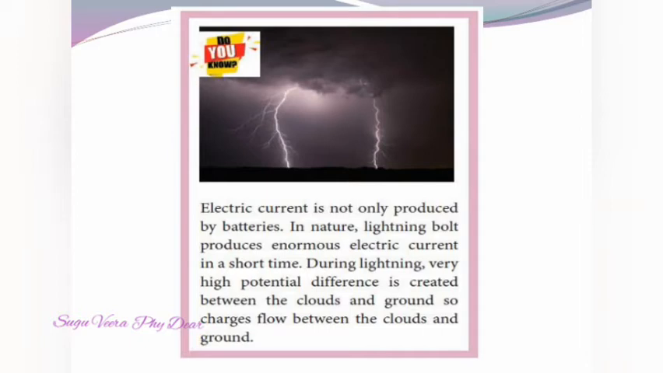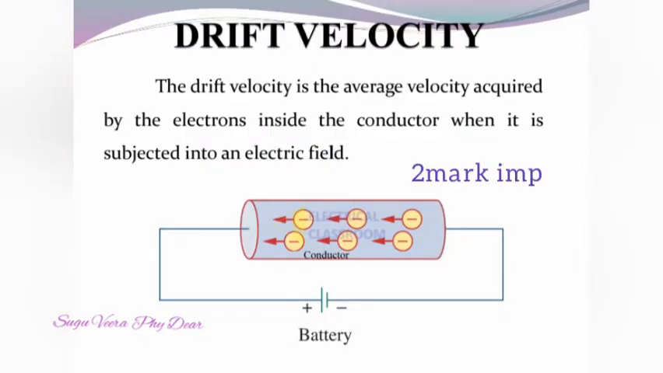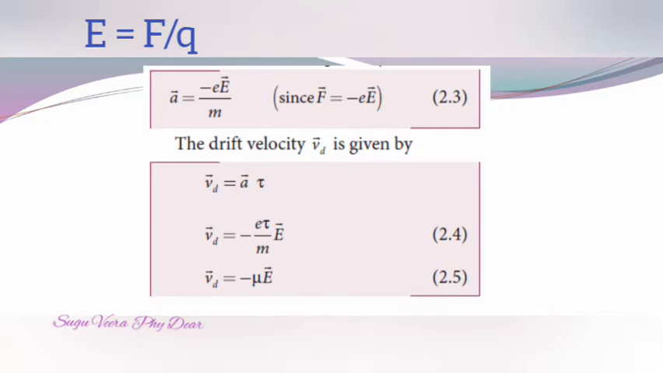Next topic, drift velocity. The drift velocity is the average velocity acquired by the electron inside the conductor when it is subjected to an electric field. Its direction is the direction of the moving electron. Electrons always move from the negative terminal to the positive terminal. Here the electric field means nothing but the connected battery. Electric field equals force divided by charge. The charge is the electron, which is negative, so Q = -e.